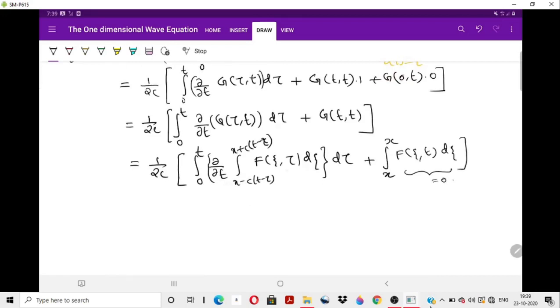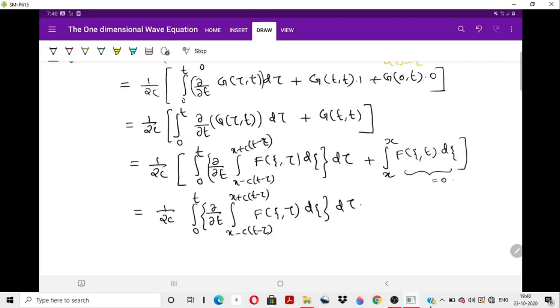And here, in order to find the derivative dou by dou t of this integral, again we have to apply the Leibniz rule once again. This is equal to 1 by 2c integral 0 to t of dou by dou t of, the integral from x minus c into t minus tau to x plus c into t minus tau of f of theta tau d theta, in bracket, into d tau.